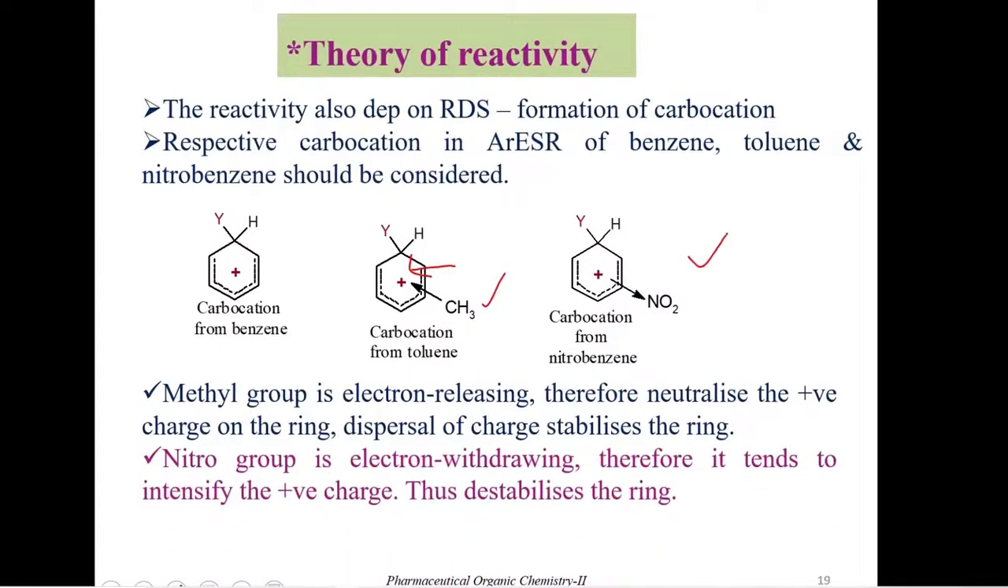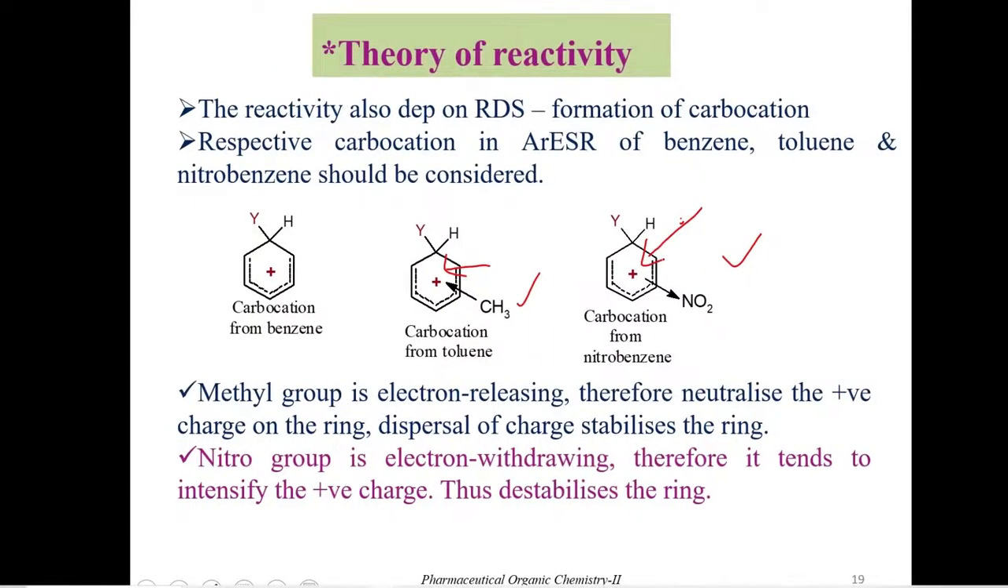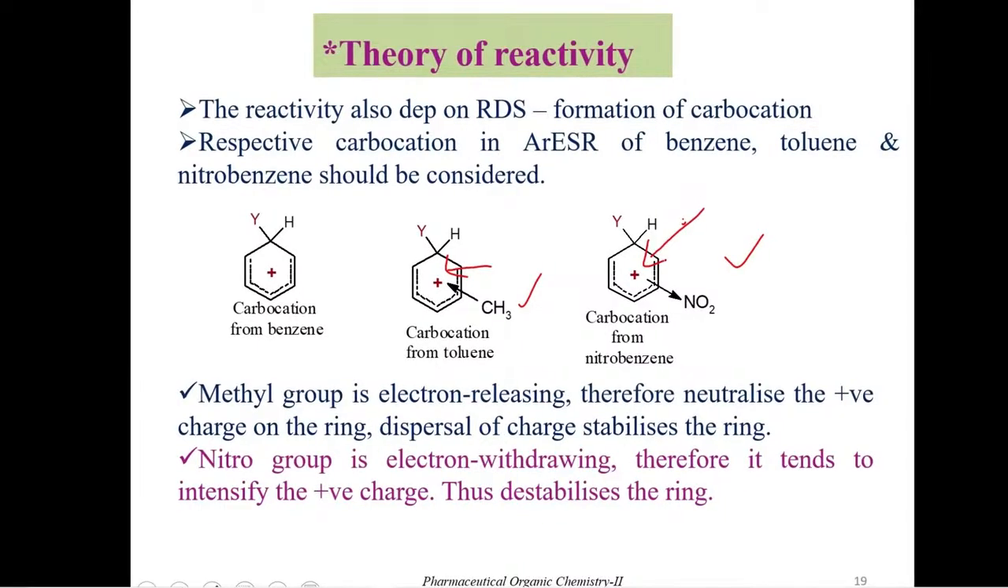While if you look at the carbocation structure in the case of nitrobenzene, the nitro group is an electron withdrawing group. So it will try to withdraw electrons from the aromatic ring system. The aromatic ring carbons are already bearing the positive charge. Because of further withdrawal of electrons by the nitro group, the positive charge will be intensified on the aromatic ring. This destabilizes the ring system. Hence, the carbocation in the case of nitrobenzene is unstable.